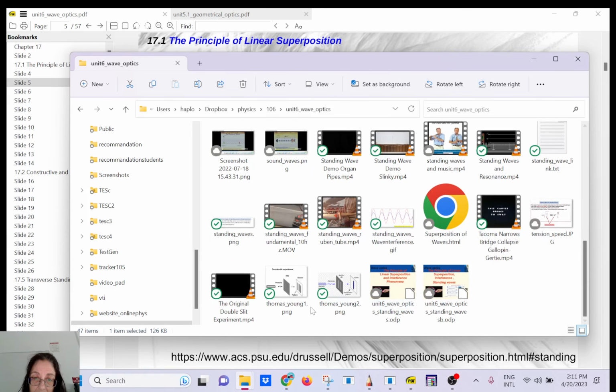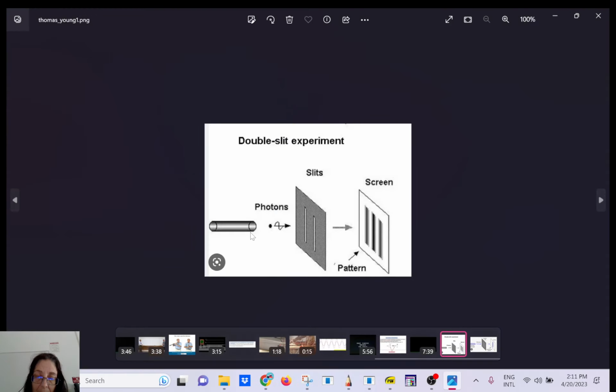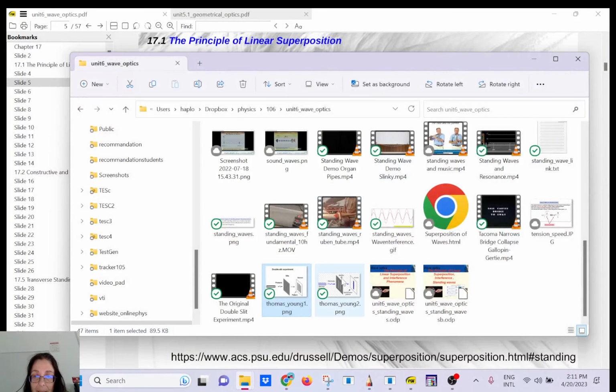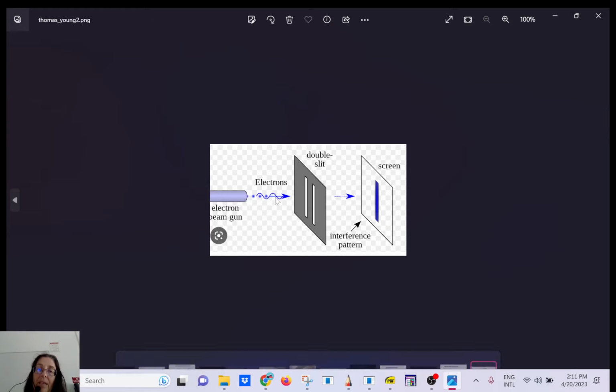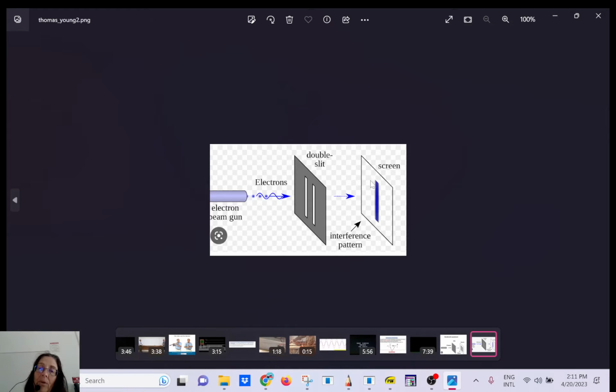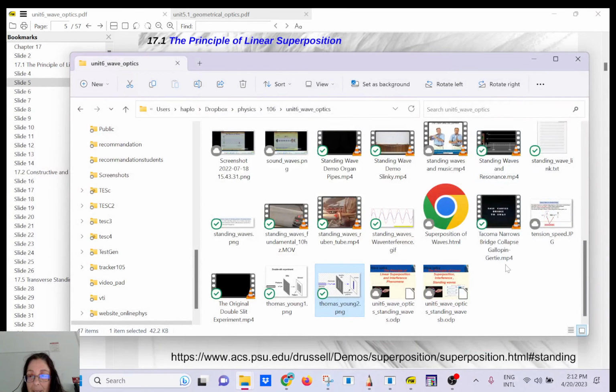I don't know, I had a picture here. See, so that's visible light going through two slits, and you have that pattern, but you can do the same thing with electrons. So electrons will behave also like a wave. So you're going to also have a series of bands, bright and dark. So that was the Thomas Young experiment.